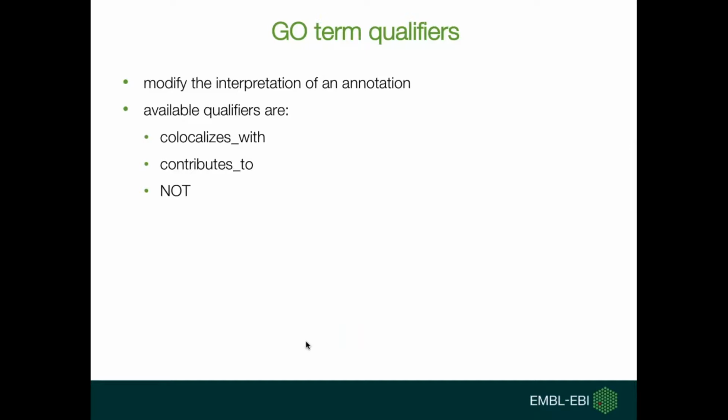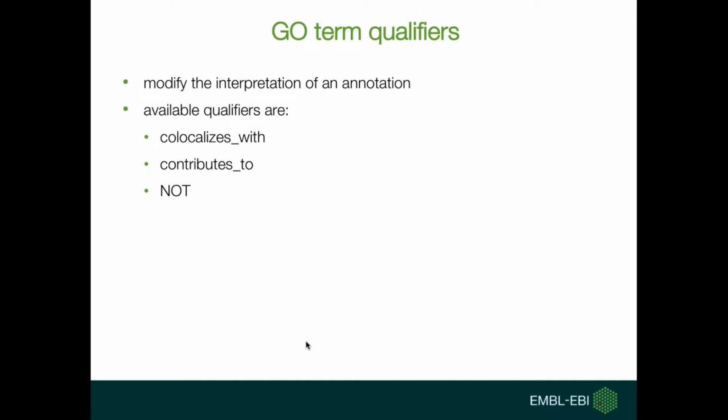Co-localizes with is for cellular components, and it's to describe a gene product that may not be part of, let's say, the Golgi complex, but co-localizes with it. So this is how we enhance the information that we can capture with this controlled vocabulary. Contributes to is for molecular function, and we use this in the case of saying a protein has a function when it's part of a complex but doesn't have the function on its own. But when it's part of that complex, the complex is active. So we say it contributes to that molecular function.